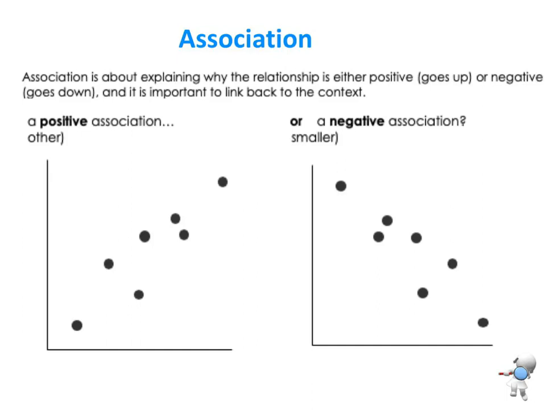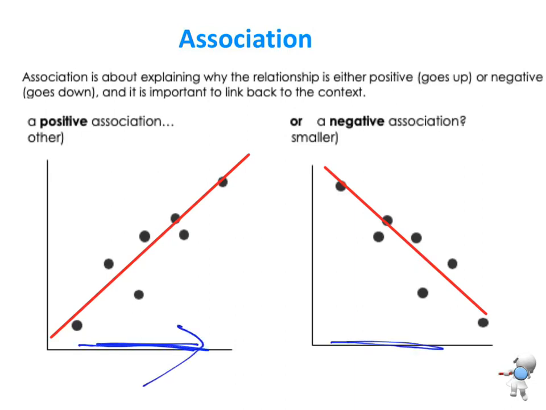Okay, association. That's thinking about what direction it is going in. So I'm thinking about if I was to put a line through that data, is that line going up or is that line going down? So is it positive or is it negative? Now in terms of justifying that, we always want to think about what is happening as our x variable is increasing. So it's always thinking about as x increases. And if it's positive association, as the x increases, my y variable is increasing.